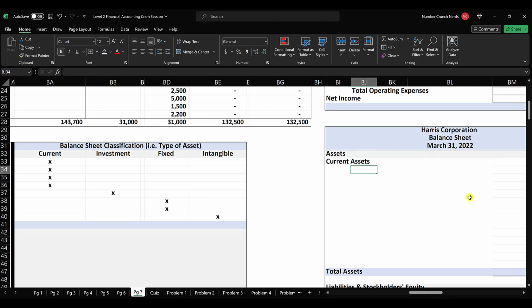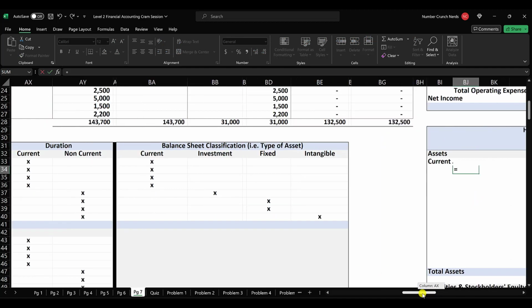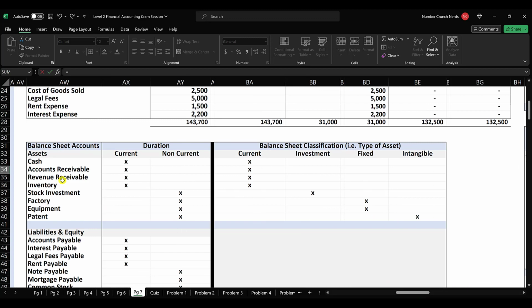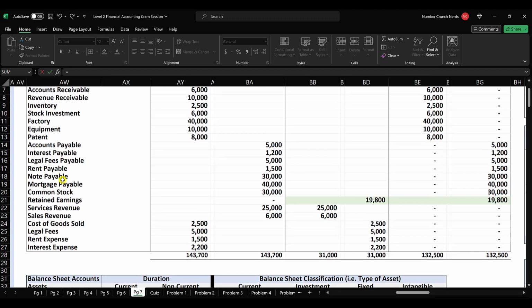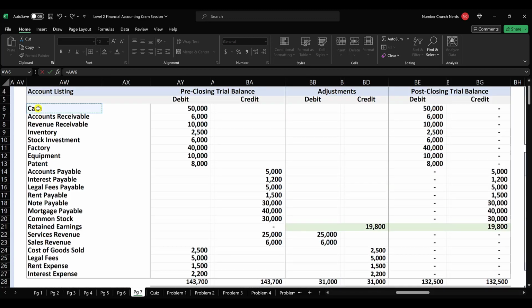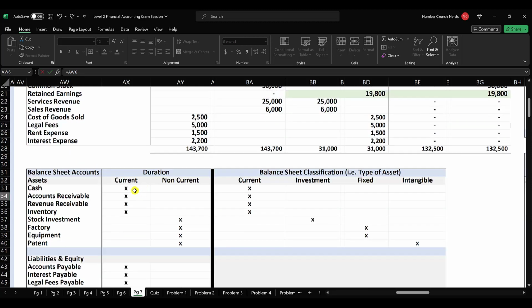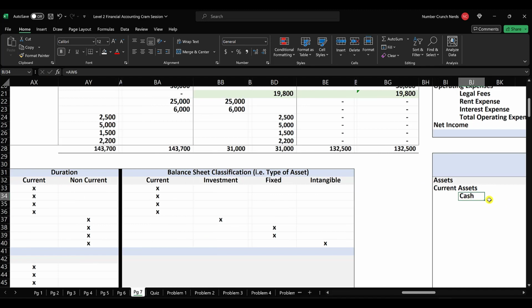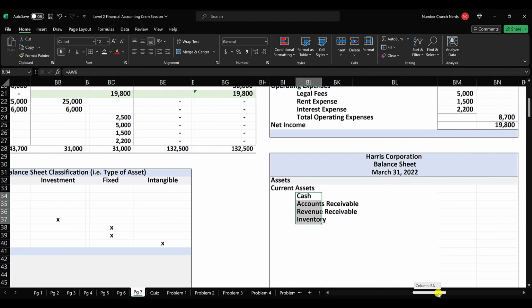Since I have multiple current assets, we're going to have to subtotal them. So I'm going to go right over to my trial balance. I'm going to grab the listing. I'm going to go 1, 2, 3, 4. I have 4 current assets. Does that match what we did earlier? 1, 2, 3, 4. It does. Okay, so we identified 4 current assets: cash, accounts receivable, revenue receivable, and inventory.